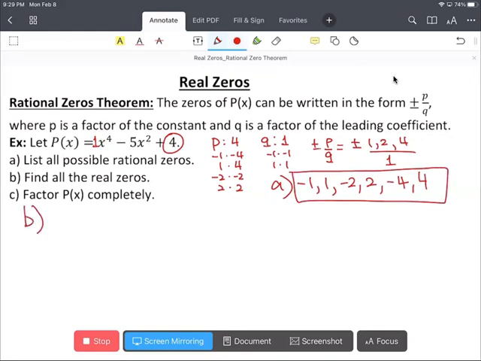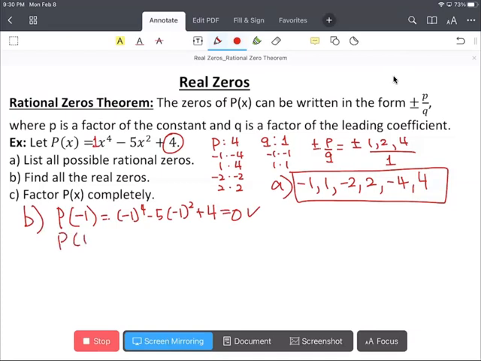For b, it says find all the real zeros. We're going to use the remainder theorem. So when I substitute the values that we found from a into p of x, and I get 0, then I know that that's a factor of p of x. So I'm going to check p of -1, which is (-1) to the 4th minus 5 times (-1) squared plus 4 equals 0. So we know that that's a real zero.